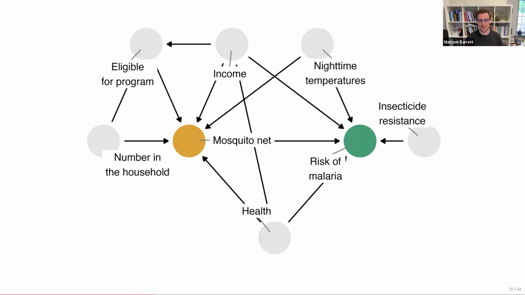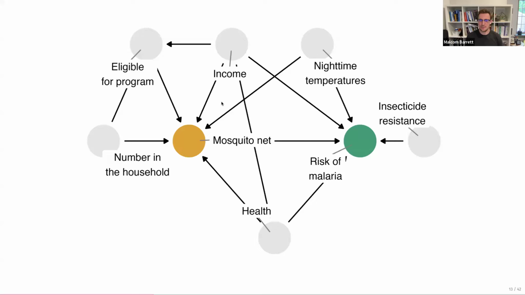And so visually, we're looking at what we think the assumptions are about these. So we've got here mosquito net use and risk of malaria. And we think that there are all these other variables that are related to these two. So we think that insecticide is causally related to risk of malaria, because there's an arrow going into it, but there's no arrow going into mosquito net from here. So we think that insecticide resistance among the mosquito population affects the risk of malaria, but not the actual use of mosquito nets. That's what we think about this population.